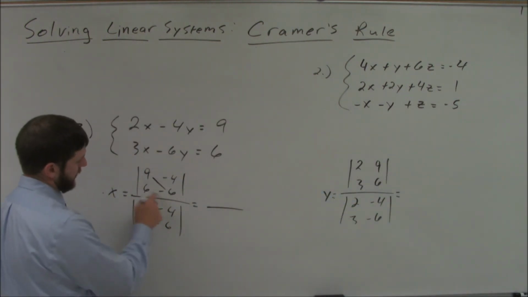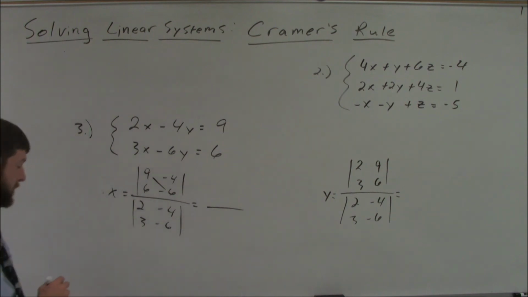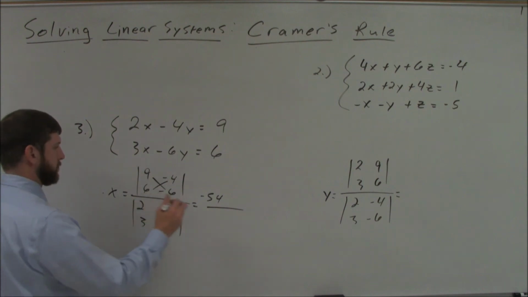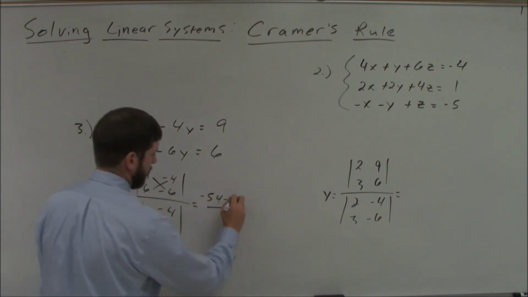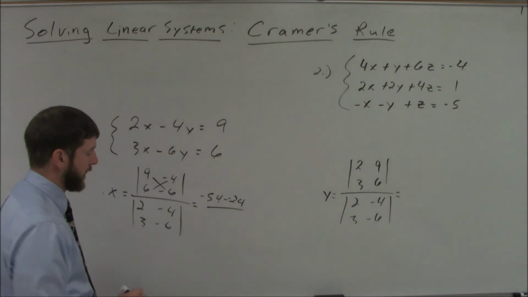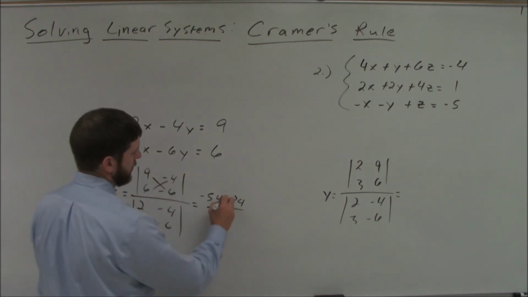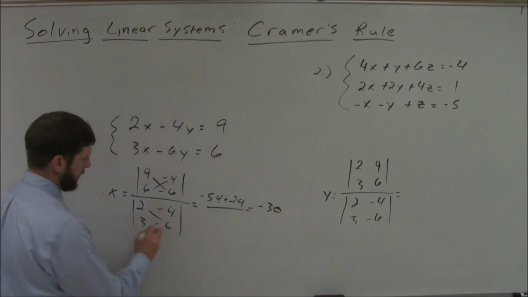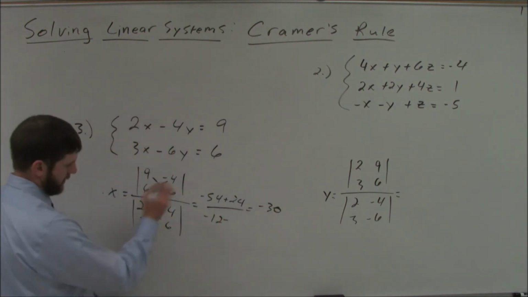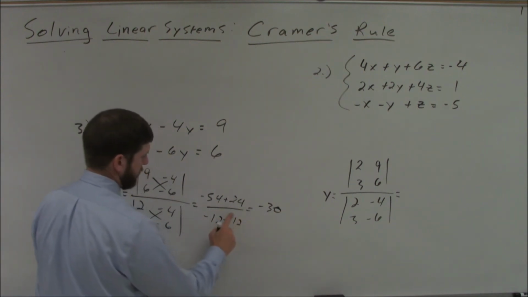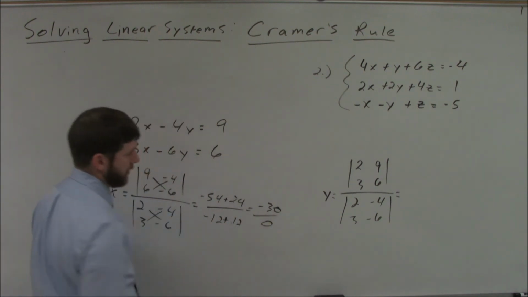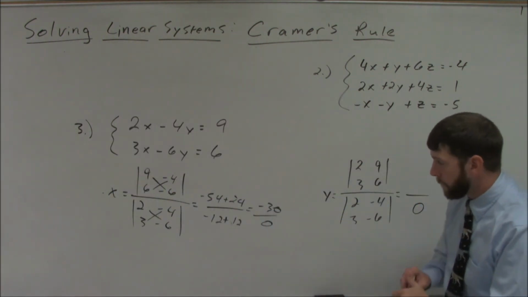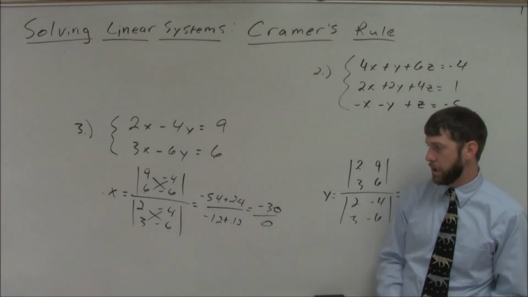For the numerator, I get negative 54. Right here, I get minus negative 24. Brain's a little fried on my arithmetic after that last one. Add them up, so you get negative 30. Here I get negative 12 minus a negative 12. Add those up, and you get 0. So I get 0 for the denominator also. Can't divide by 0, so that's undefined.